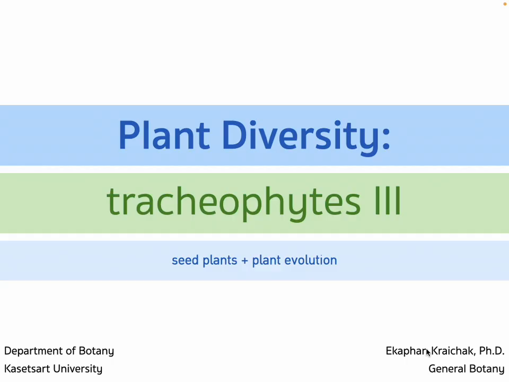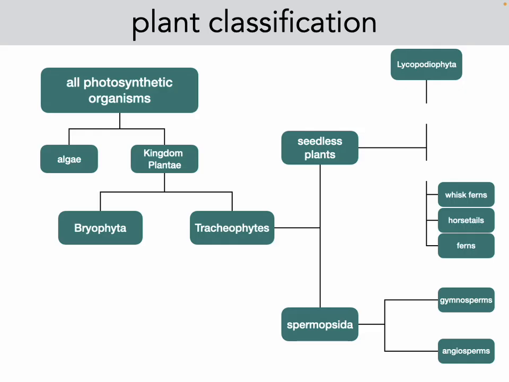So, we'll talk about the last group of tracheophyte, which includes seed plants and the overview of how plants evolved for the past 1.8 billion years. So, let's review all the plant groups that we have so far.